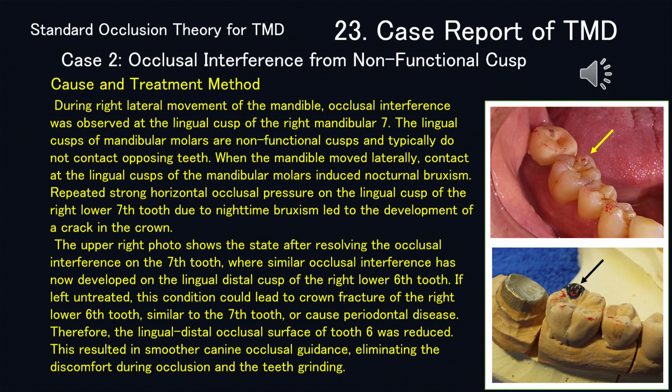The upper right photo shows the state after resolving the occlusal interference on the 7th tooth, where similar occlusal interference has now developed on the lingual distal cusp of the right lower 6th tooth. If left untreated, this condition could lead to crown fracture of the right lower 6th tooth, similar to the 7th tooth, or cause periodontal disease. Therefore, the lingual distal occlusal surface of tooth 6 was reduced. This resulted in smoother canine occlusal guidance, eliminating the discomfort during occlusion and the teeth grinding.